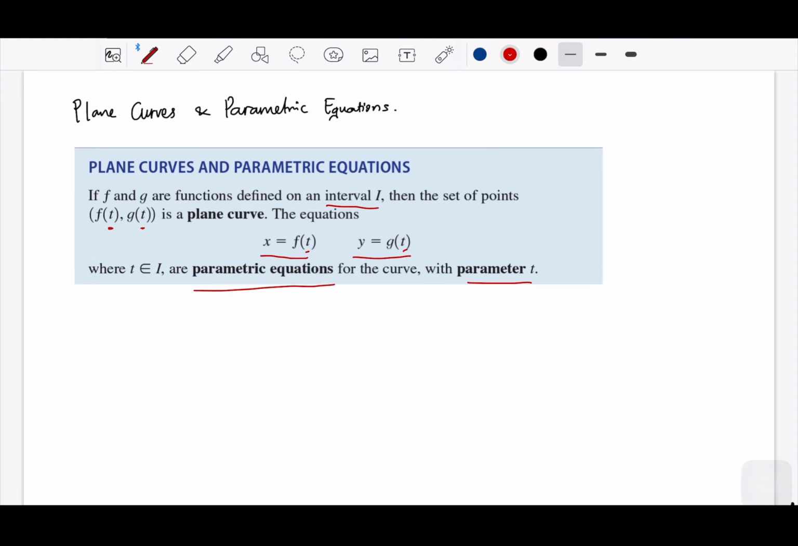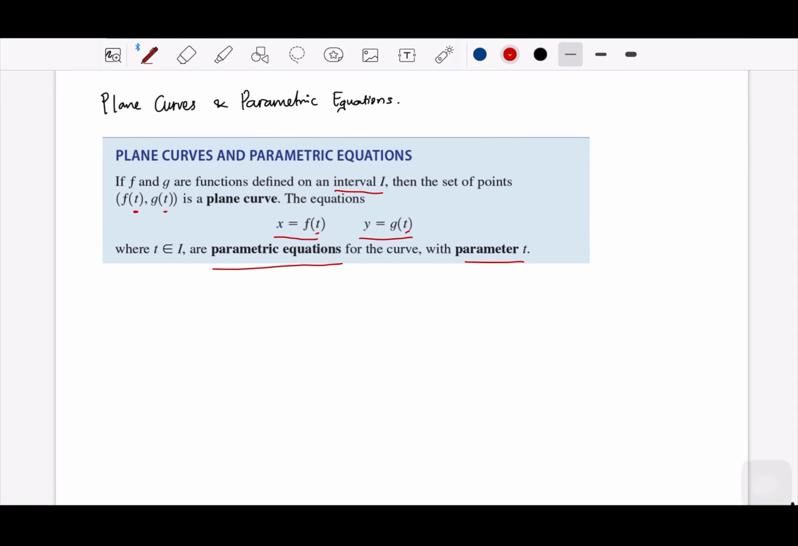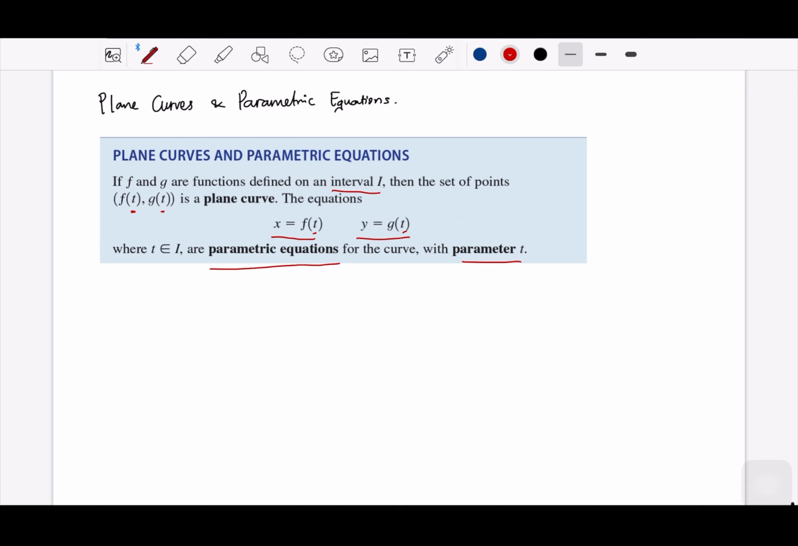We can think of this problem by visualizing it. Take for example that t is time, and x, y are coordinates, coordinates in rectangular form.